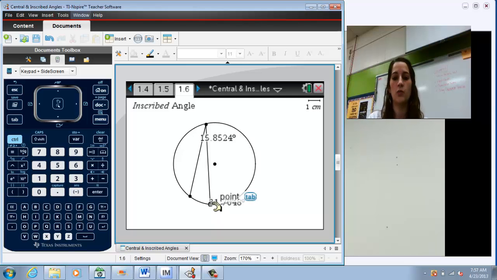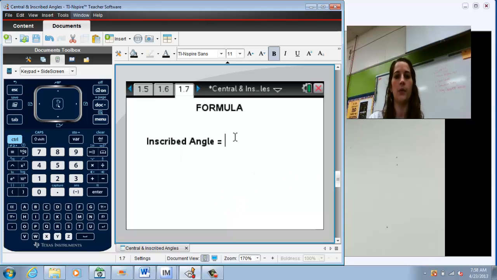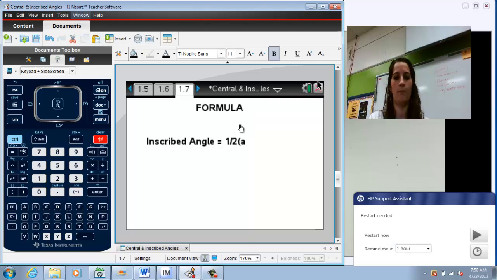Doesn't matter which kind you see, it is going to be the same formula, which is inscribed angle is equal to 1/2 of the intercepted arc.